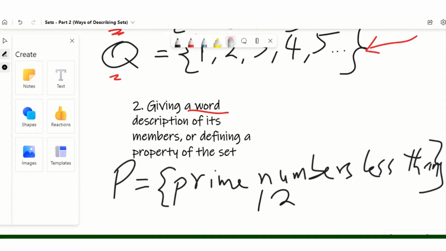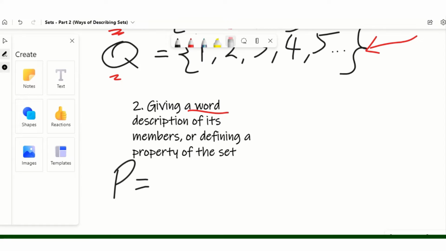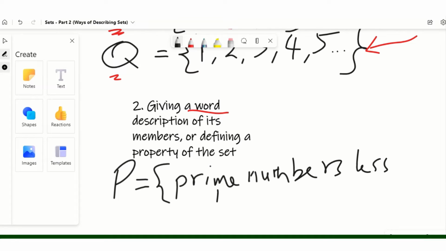Okay, let me write this one: prime numbers less than 12. So set P can be described using a word description as: set P is the set of prime numbers less than 12.